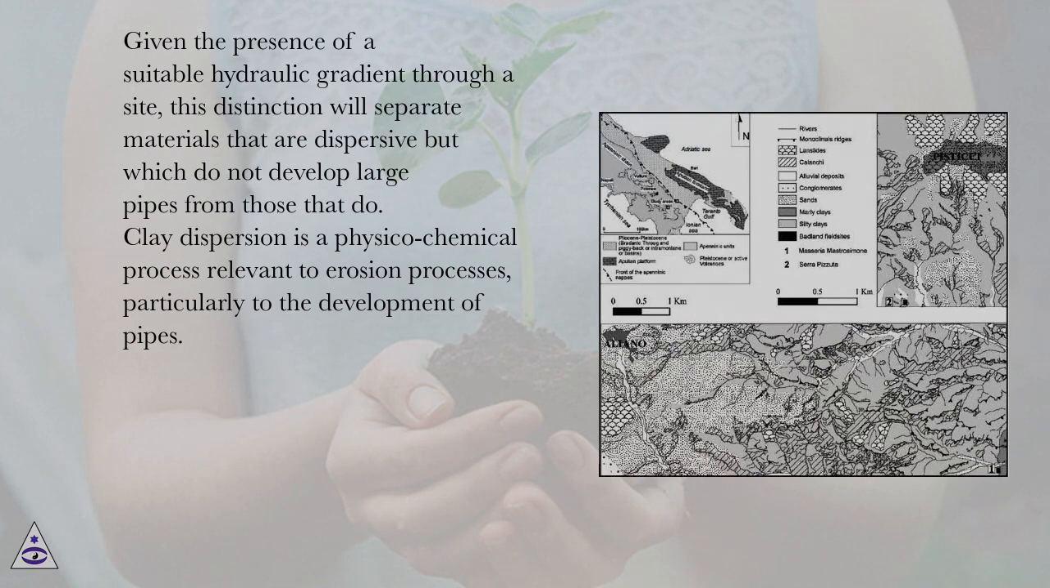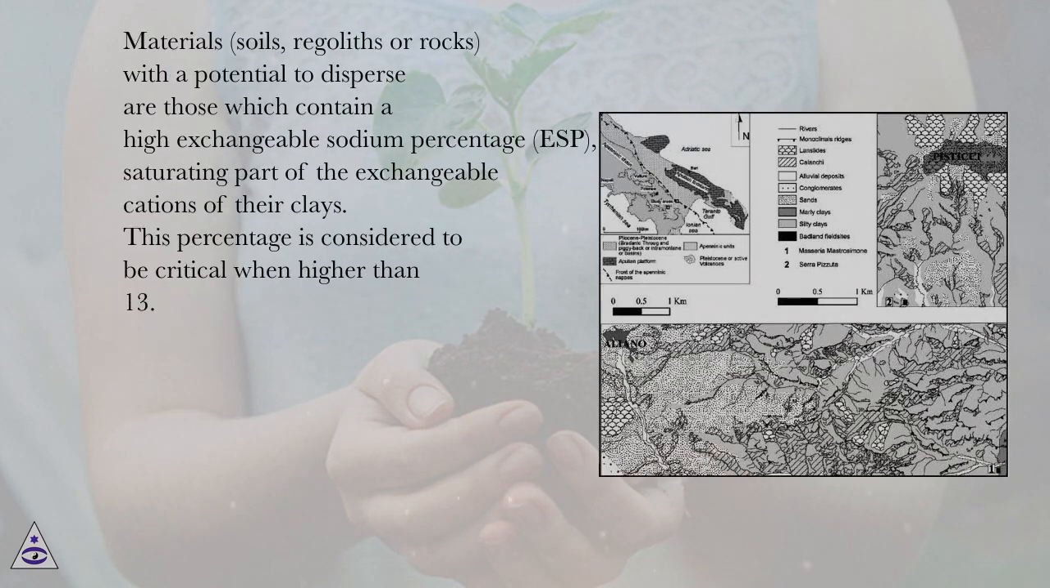Clay dispersion is a physico-chemical process relevant to erosion processes, particularly to the development of pipes. Materials, soils, regoliths or rocks, with a potential to disperse are those which contain a high exchangeable sodium percentage, ESP, saturating part of the exchangeable cations of their clays. This percentage is considered to be critical when higher than 13.